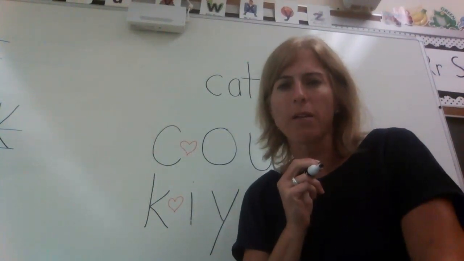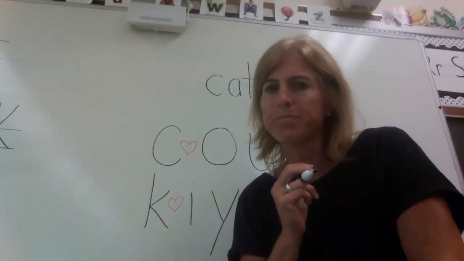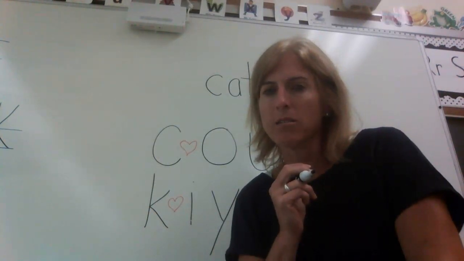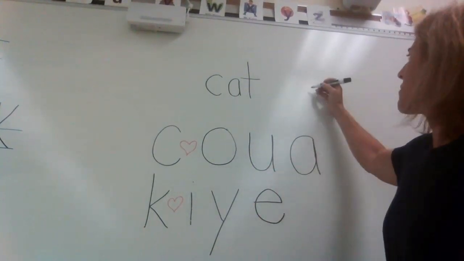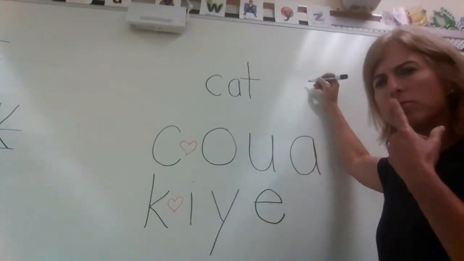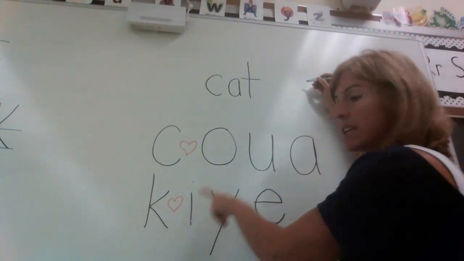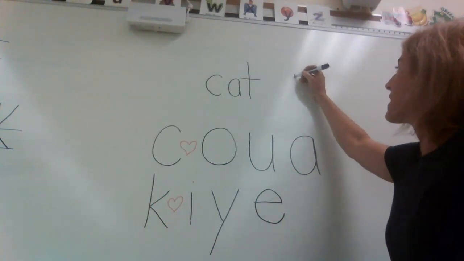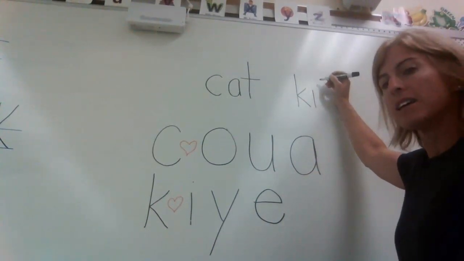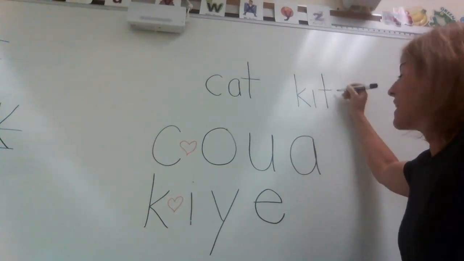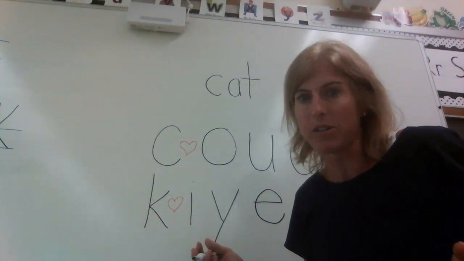But if I'm writing a word like kite, I got to use the letter I, right? So I would have K. Which letter loves the letter I? That's right, it's the letter K. So I'm going to have a K, I, T, and now because the I says its name, we have to use an E. We're going to use a silent E here.